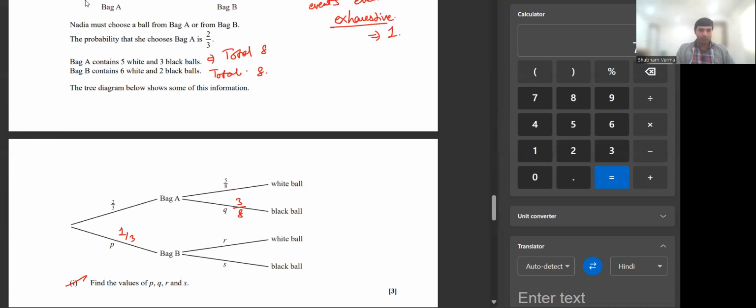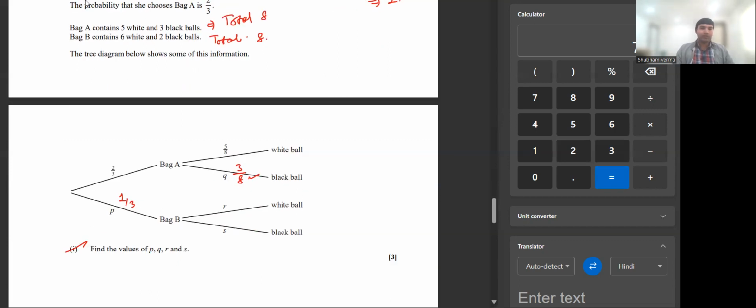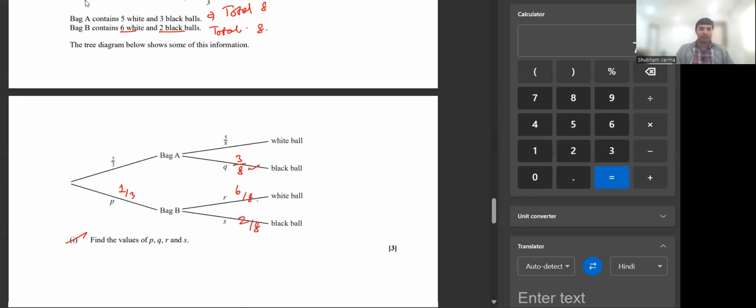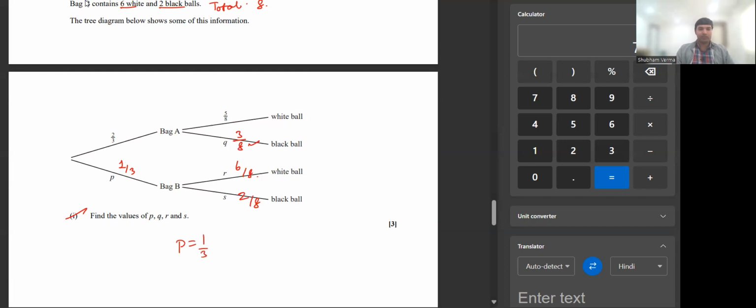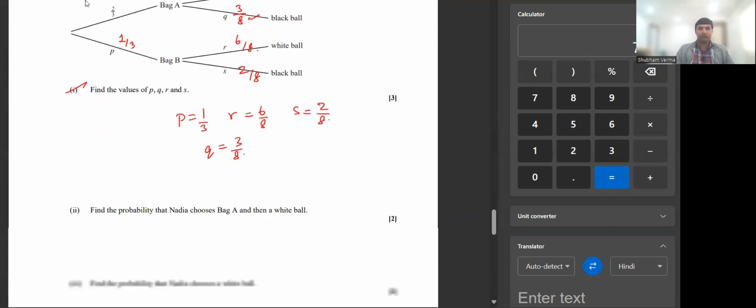Now let's see what is the probability of black ball from bag A. Total 3 black balls are there, so 3 divided by total 8, so 3 by 8. Now bag B. In bag B, 6 white balls are there, 2 black balls are there. So R is the probability of choosing a white ball, so 6 divided by 8. Black ball is 2, so 2 divided by 8. Therefore, we get the final answer: P as 1 by 3, R as 6 by 8, S is 2 by 8, and Q is 3 by 8. So this is our answer.